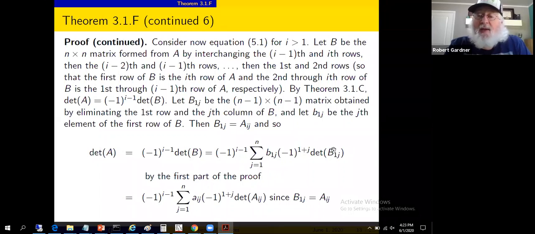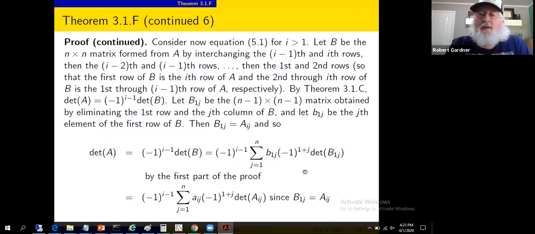If you like, I might call this maybe beta sub 1j. These would be the cofactors of matrix B. But we have that formula established when we use the first row. That's the one thing we've shown so far. So we're applying the previous result about determinants of matrices expanded along the first row. We're applying that to matrix B, not matrix A. Okay, so we get something like this.